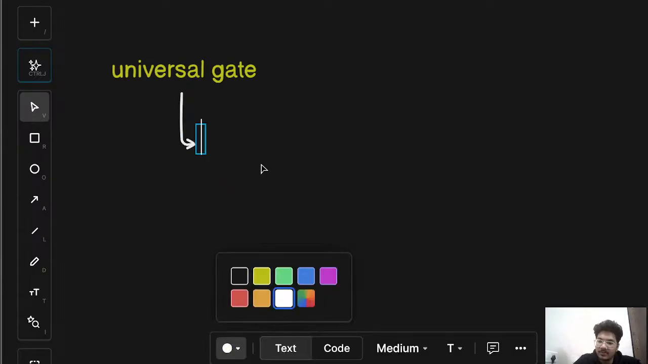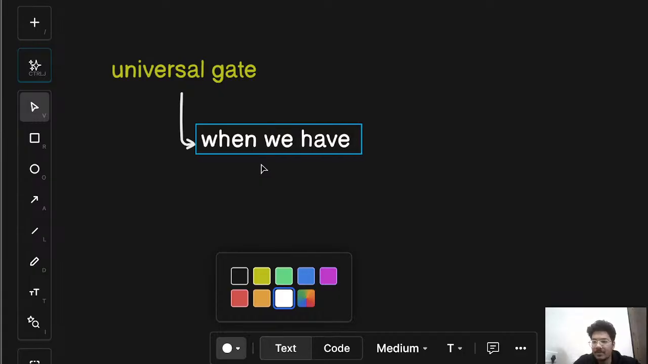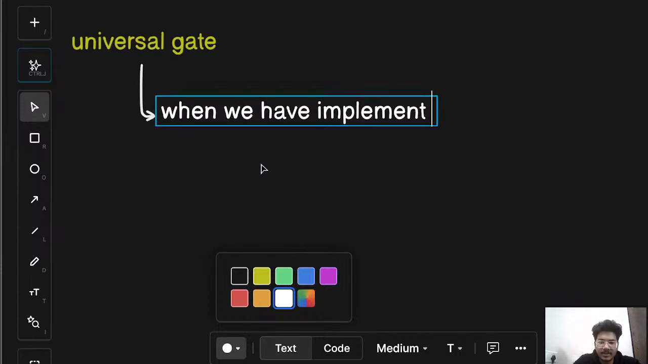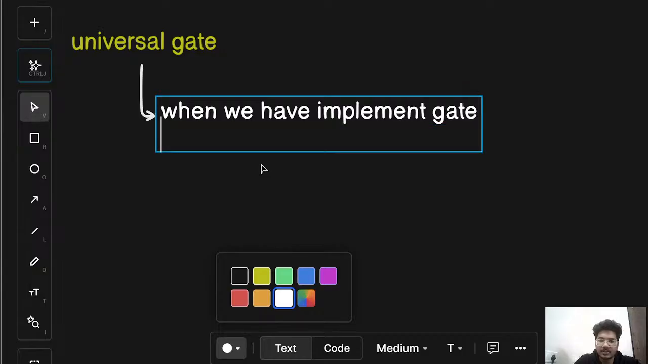So universal gates are the logic gates that can be used to implement any Boolean function or any digital circuit using that gate. When we have to implement any gate, at that time we use universal gates.